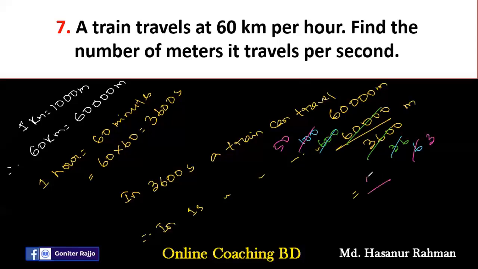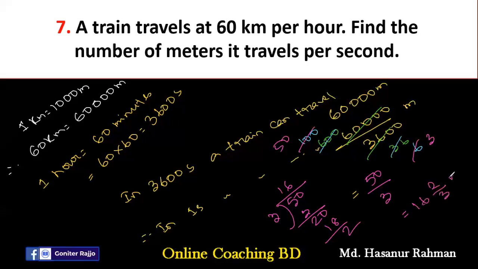Now 50 divided by 3. If you convert this 50 by 3 into a mixed fraction, what will you get? 3 1s are 3, remainder is 2, 20. So 3 6s are 18, remainder is 2. So our final answer will be 16 whole 2 by 3 meters. Very simple. Okay. So in 1 second, it can travel 16 whole 2 by 3 meters.